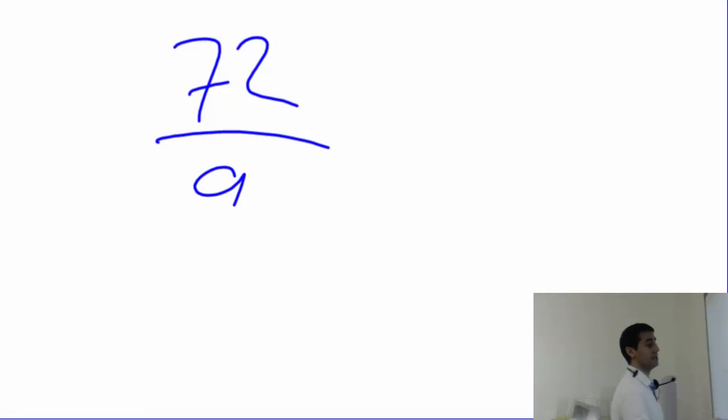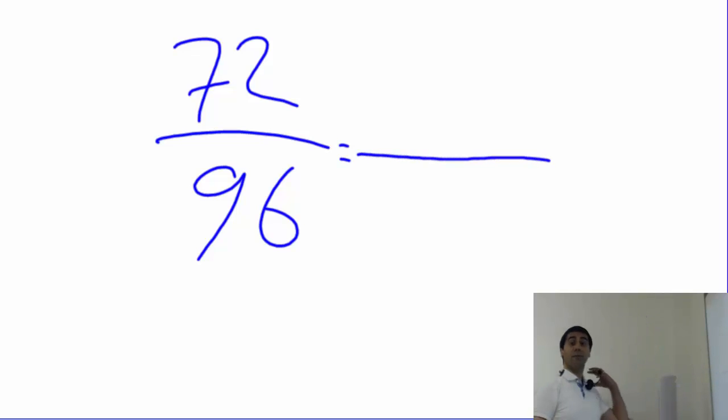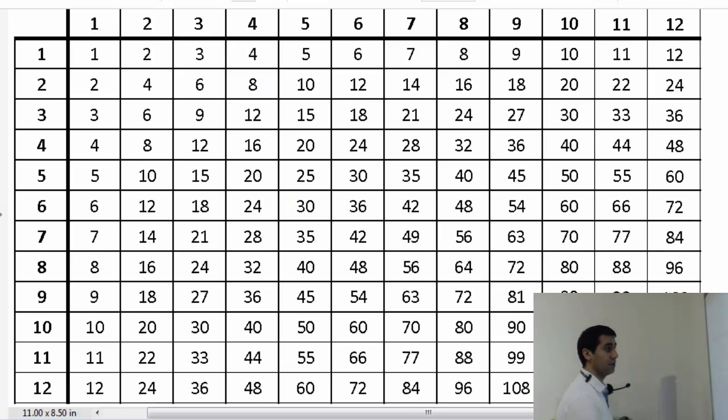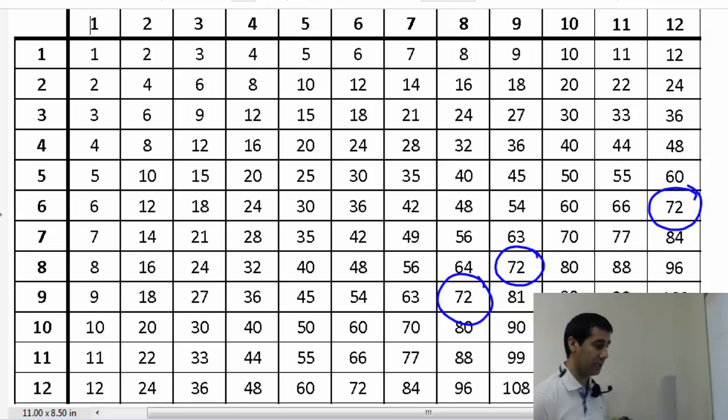72 divided by 96. First of all, what you need to do is write down the top one or the bottom one, doesn't matter, one of them in a multiplication, so you can cancel them out. So let's look at the multiplication table. I am looking at 72. I see it here, and I also see it here, and here, and here.